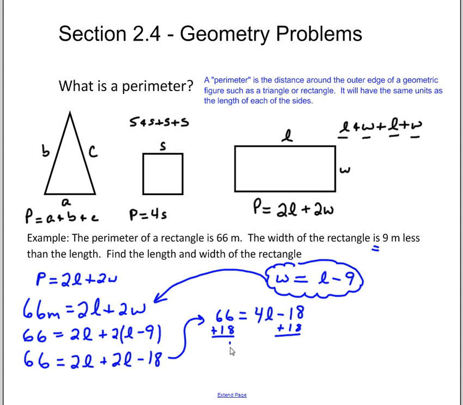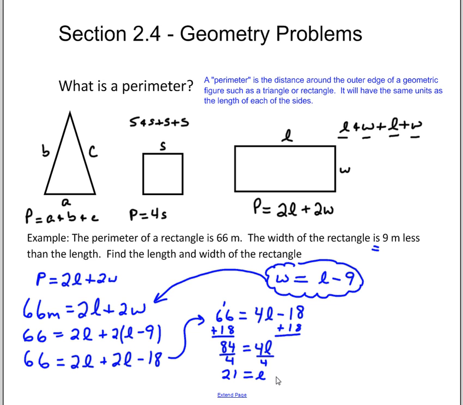66 plus 18. Let's see. 6 plus 8 is 14. Bring up the 1. Add. We get 84 is equal to 4 times L. And then dividing by 4 on both sides of the equation reveals to us that 21 is equal to L. All right, we need the physical interpretation of all of this.